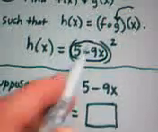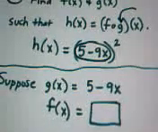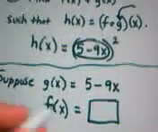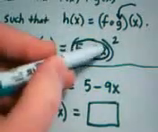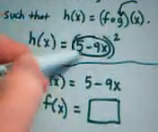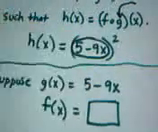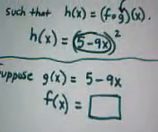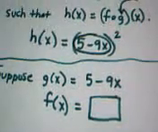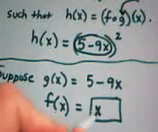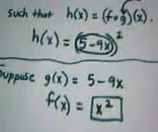So g of x is the function inside, which is 5 minus 9x. F of x is the function that takes input, whatever input you give it, and raises it to the second power. And the way we would write that algebraically, f of x would equal x squared. And we're done.